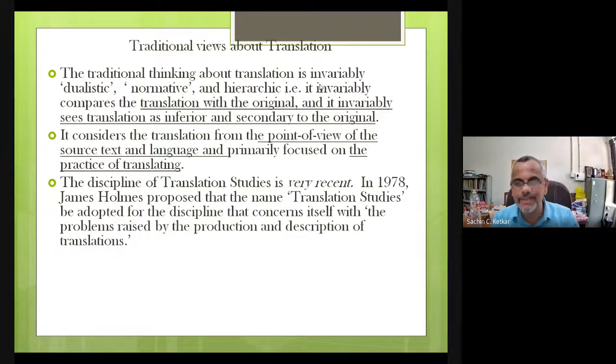A break from these views and a new way of thinking about translation emerged very late. It emerged in the late 70s with scholars like James Holmes, and they built the basis of the discipline called translation studies in 1978. And this discipline concerns itself with the problems raised by the production and description of translations.